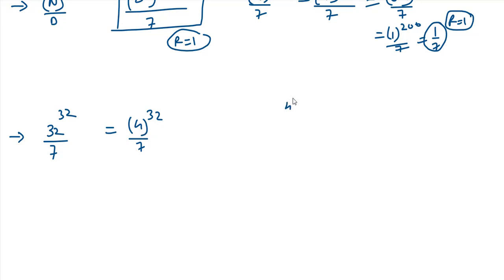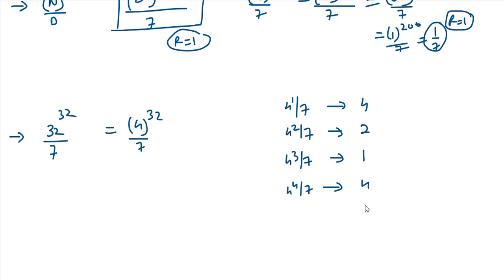Now, 4 raised to 1 when divided by 7, the remainder will be 4. 4 square, which is 16, by 7, the remainder will be 2. 4 cube, which is 64, by 7, the remainder will be 1. 4 raised to 4, which is 256, when divided by 7, the remainder will come out to be 4. And in this way, the values will start to keep on repeating. For 4 raised to 5 when divided by 7, the remainder will be 2. Then for 4 raised to 6 by 7, the remainder will be 1. And then again 4, 2, 1. So it will keep on repeating.